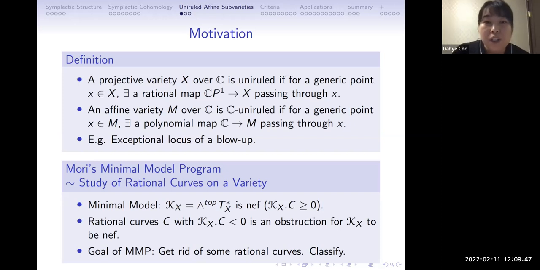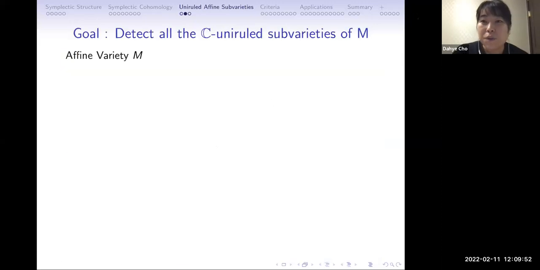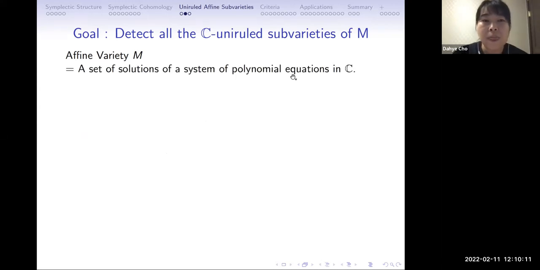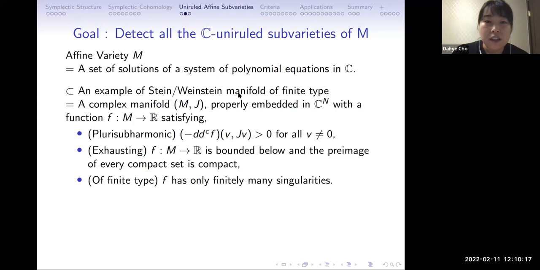So my goal in this project is, using symplectic cohomology, to detect all the C-uniruled subvarieties of an affine variety. So the goal is to detect uniruled subvarieties. An affine variety is a solution of a system of polynomial equations, and we consider it as an example of a Stein manifold or Weinstein manifold of finite type.